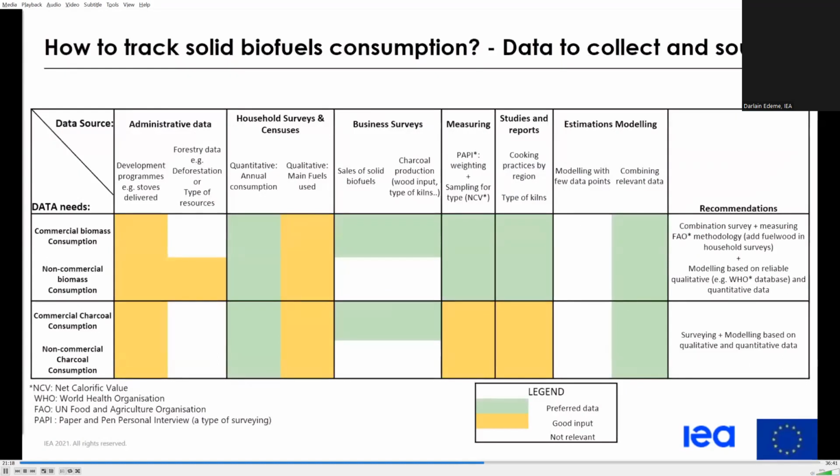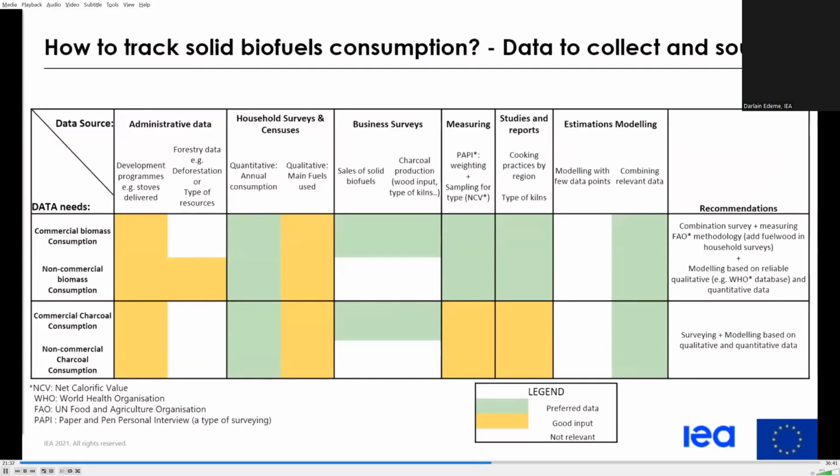Let's see a bit more the tools and data needs. This is not perfect, but we try to give relevance to each one. For example, if we leave it blank, then it means that it is not the best practice. But if it is green, it means that for this data this is the preferred data source.